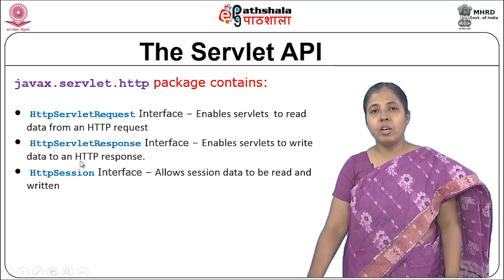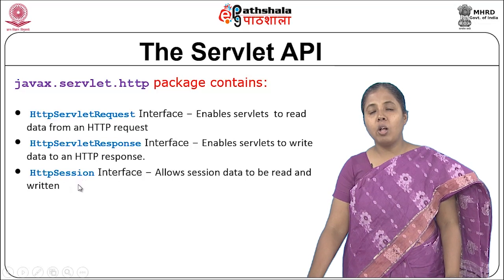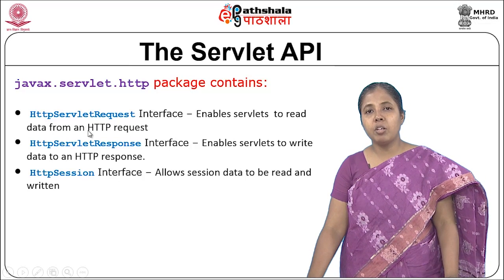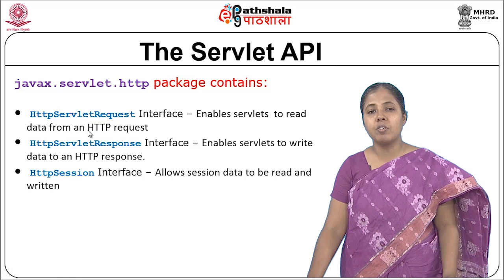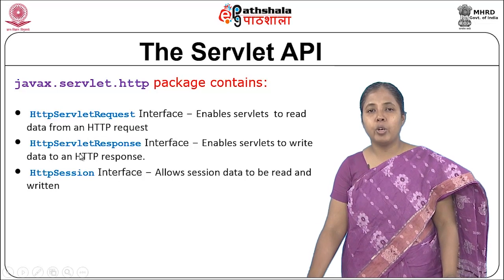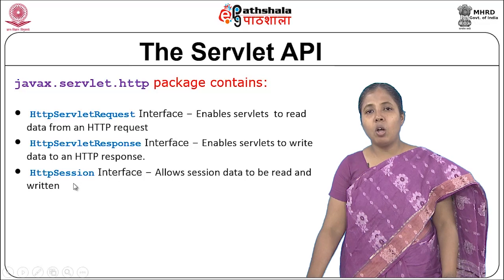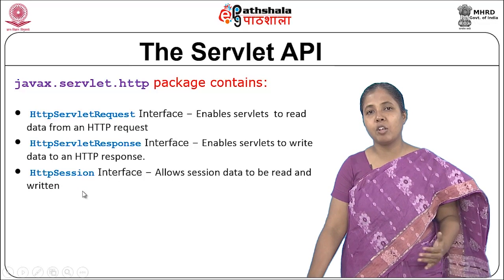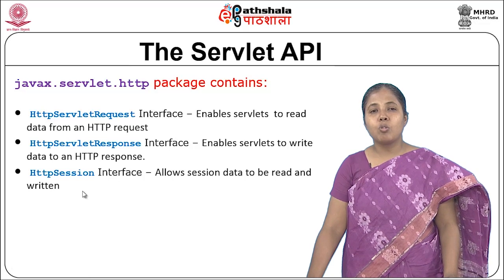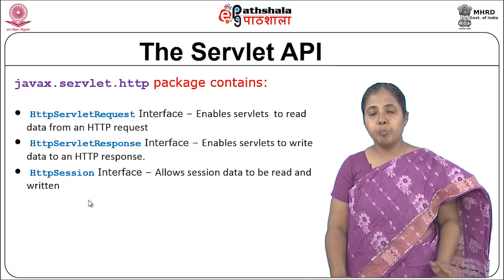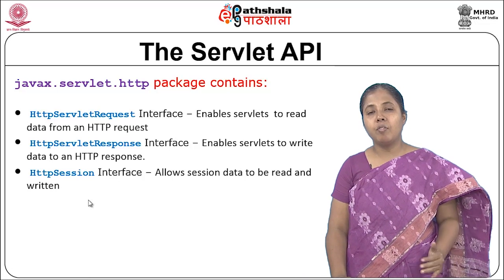These 5 interfaces are available in the package javax.servlet, and the other package, javax.servlet.http, specifically contains 3 interfaces called HttpServletRequest, HttpServletResponse and HttpSession. All these 3 are defined as interfaces. HttpServletRequest enables the servlet to read data from an HTTP request, and HttpServletResponse enables the servlet to write data to an HTTP response. HttpSession is for handling session management or session tracking with servlets, and this interface allows session data to be read and written. These are the important interfaces we need to know when we have the servlet API.